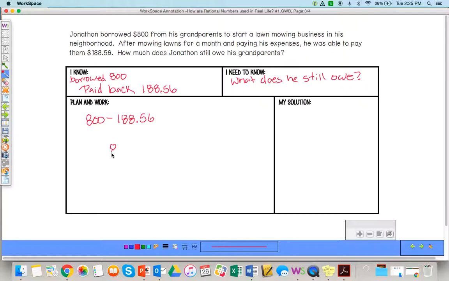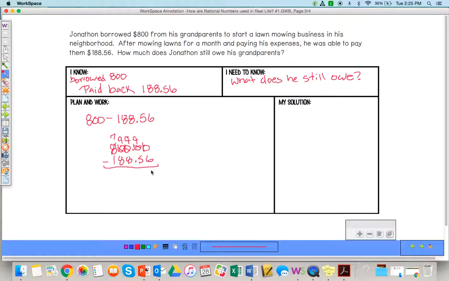So I'm actually going to set it up like this: 800.00 minus 188.56. Okay, remember when we're adding and subtracting decimals, we always line up the decimals. So we have to borrow all the way across. So this becomes a 7, this becomes a 10, then a 9, then a 10, then a 9, then a 10, then a 9, this is a 10.